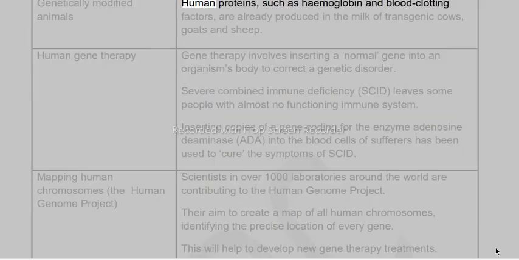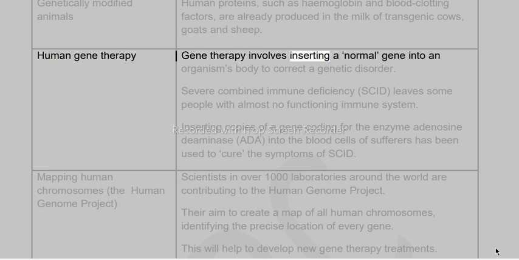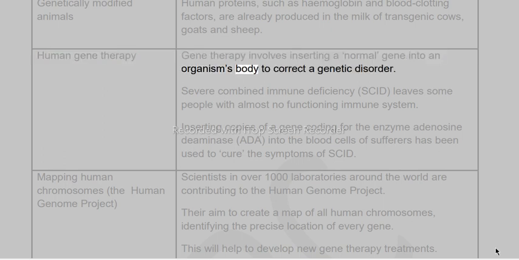Genetically modified animals: human proteins, such as hemoglobin and blood clotting factors, are already produced in the milk of transgenic cows, goats, and sheep. Human gene therapy involves inserting a normal gene into an organism's body to correct a genetic disorder. Severe combined immune deficiency, SCID, leaves some people with almost no functioning immune system. Inserting copies of a gene coding for the enzyme adenosine deaminase, ADA, into the blood cells of sufferers has been used to cure the symptoms of SCID.